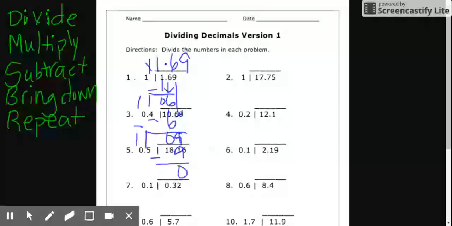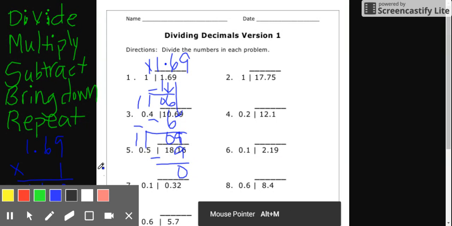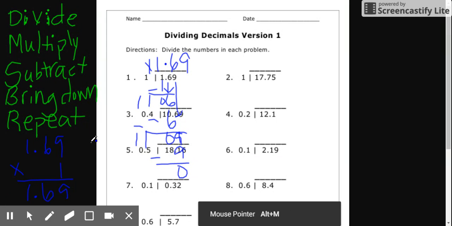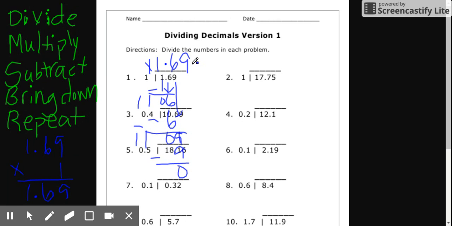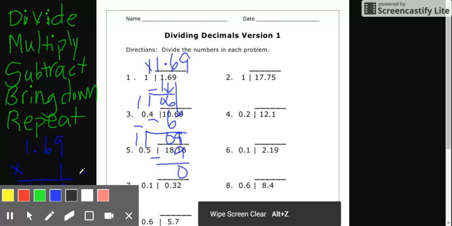So if I check the problem, I multiply my quotient, which is 1 and 69 hundredths, times my divisor, which is 1, and I should get the number inside the box. And as you can see, I checked it here, and I did get the exact same number as the dividend, so I know my problem is right.